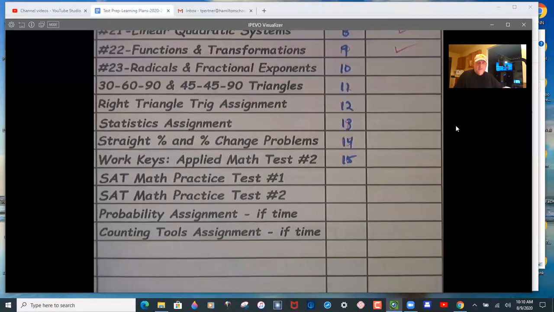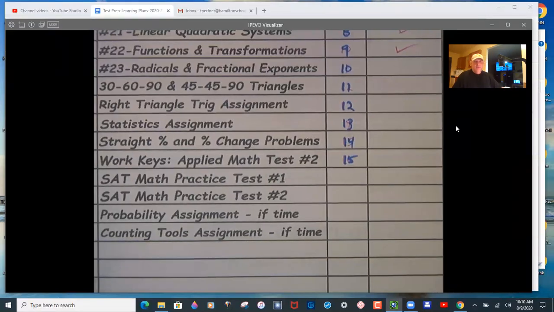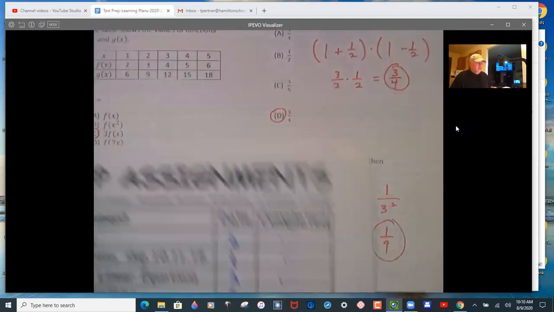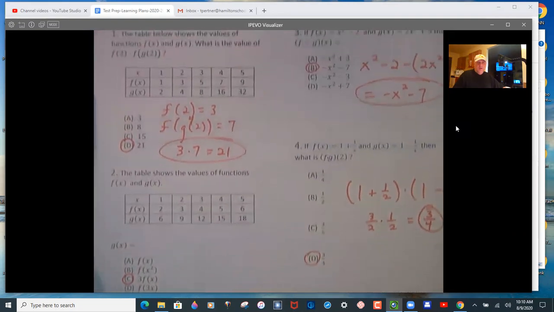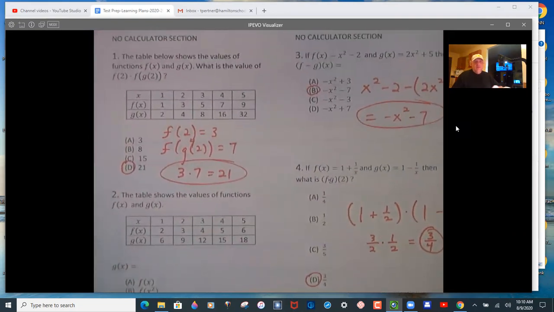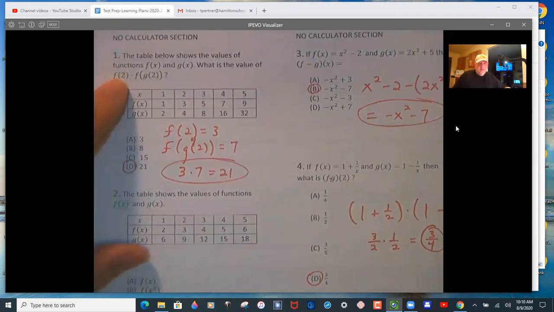This is the 9th assignment in test prep on functions and transformations. So a little bit of information here with just notation. What does it mean when you say f of 2 and then g of 2 and then f of g of 2? Whatever number is inside a set of parentheses means that that's the x, or the independent variable value, and you work from the inside out.